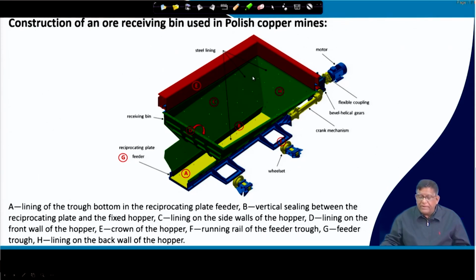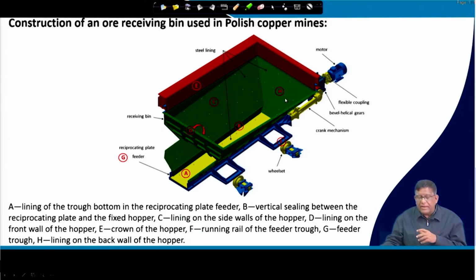Then there will be a vertical ceiling, that means you are keeping it in a shield form, so that this can be kept separated, and then there will be lining inside the wall, and the lining in the front wall of the upper, and in the crown of the upper, different lining is given, so that this material can smoothly go out of it.